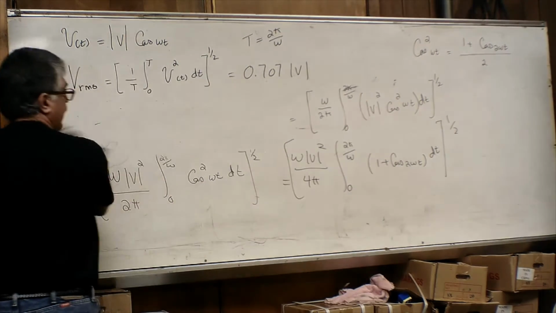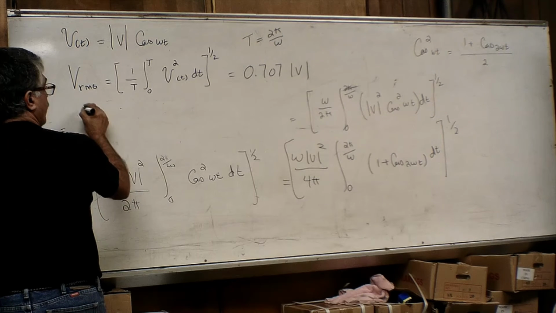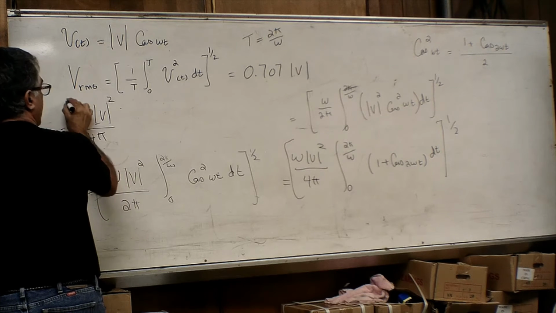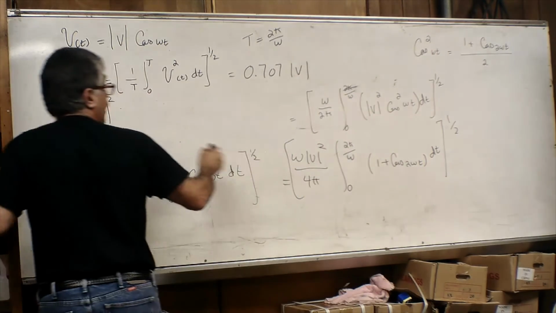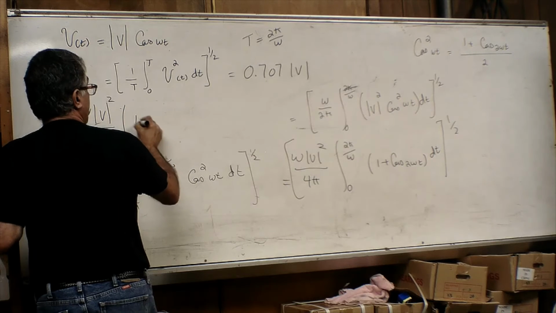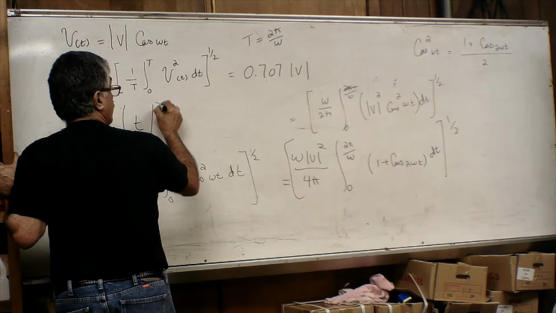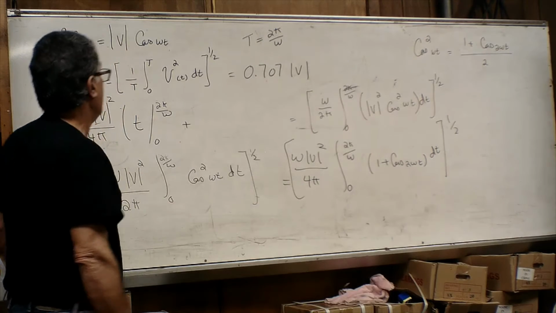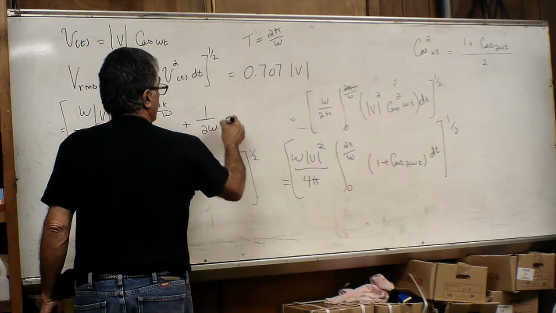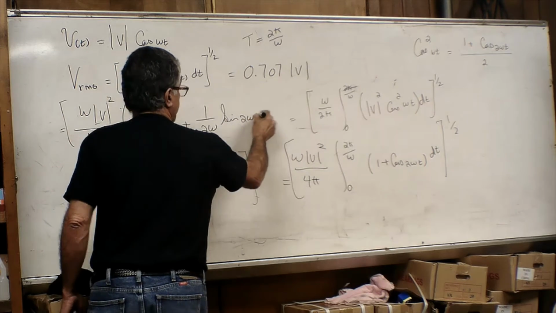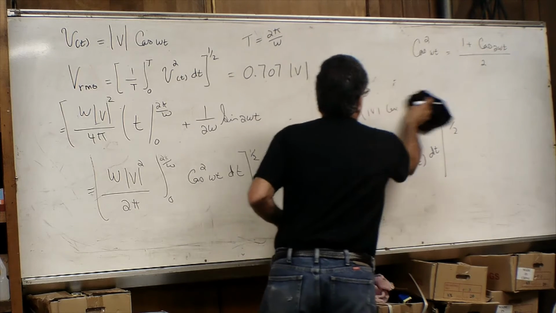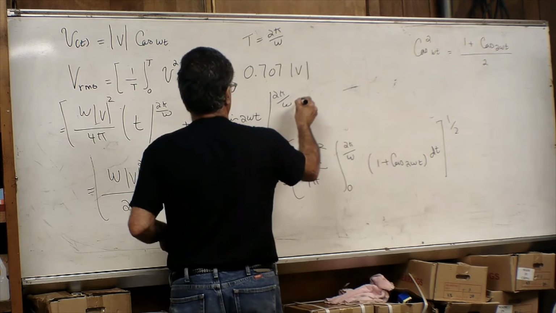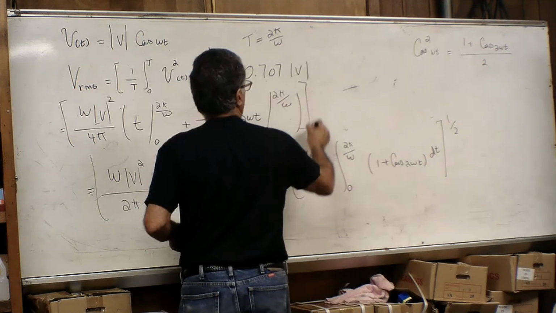Now we can easily integrate this expression for those limits, 0 to 2 pi divided by omega. If we do that, we are going to have omega v squared divided by 4 pi, and the integration of 1 dt will be t from the limits of 0 to 2 pi over omega, plus the integration of cosine of 2 omega t, which will be 1 over 2 omega sine of 2 omega t, from the limits of 0 to 2 pi over omega, and the whole thing to the power 1/2.